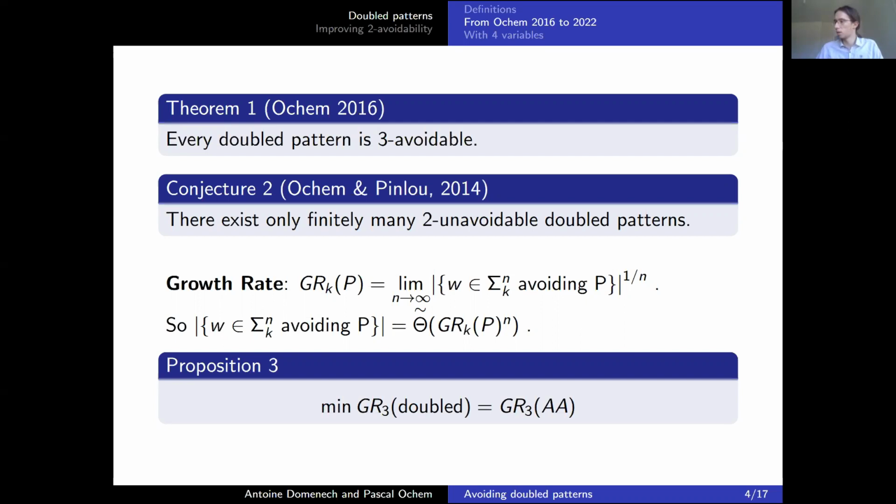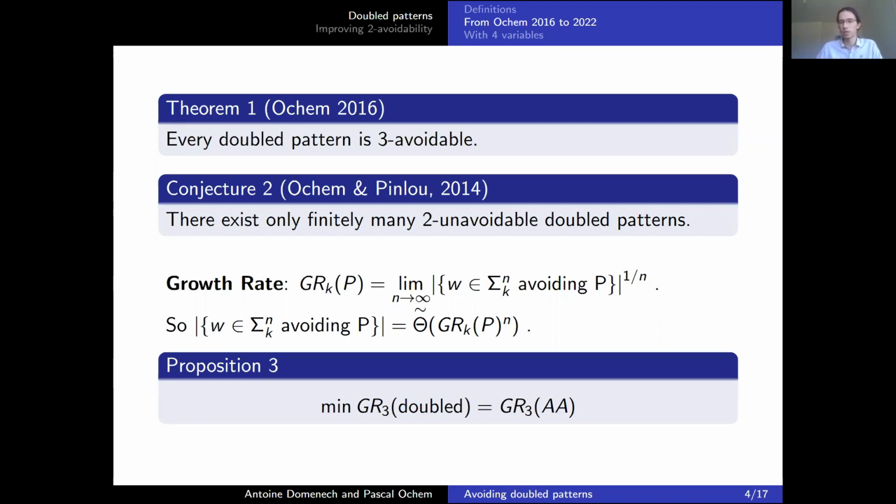That might not be very intuitive. So just think about it as what's below: the number of words of size n avoiding a pattern is a theta of the growth rate to the n. So the bigger the growth rate, the more a pattern is avoided. There will be more and more words avoiding it. And so by doing a better analysis of the result of 2016, we've shown that the minimal growth rate of double patterns is that of squares. So that means that the double pattern with the fewest words avoiding it are squares.